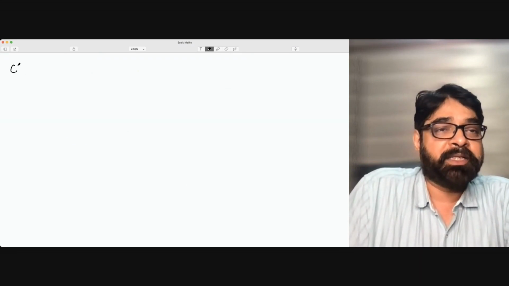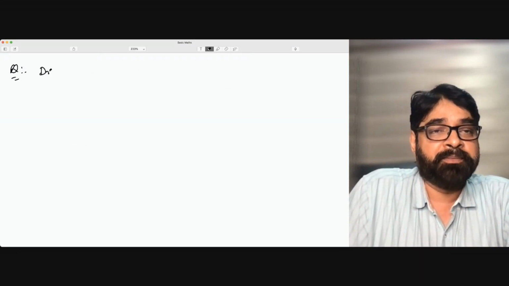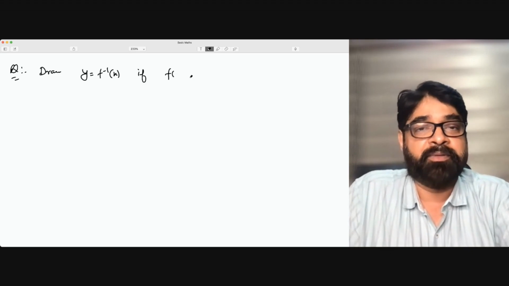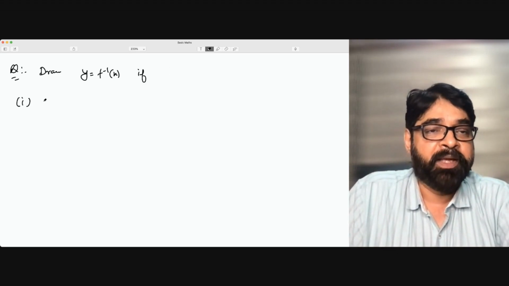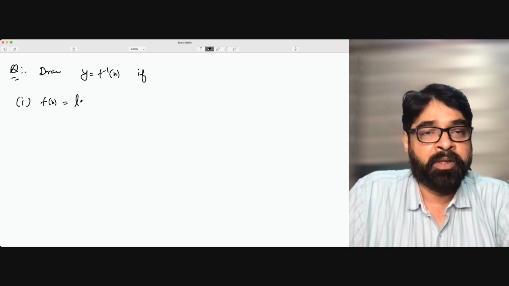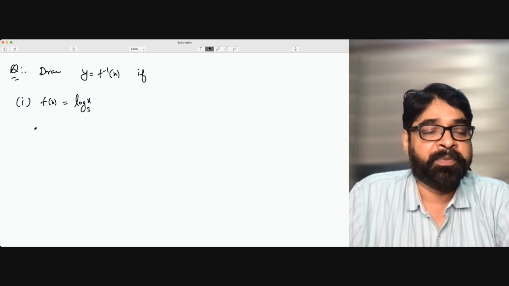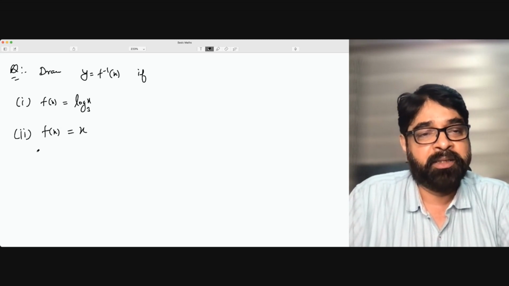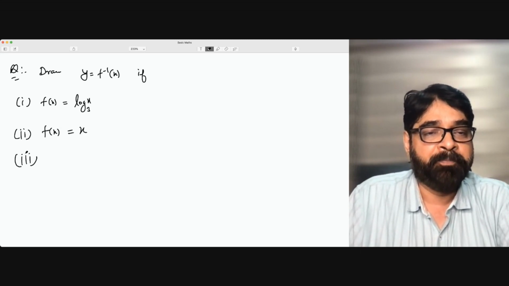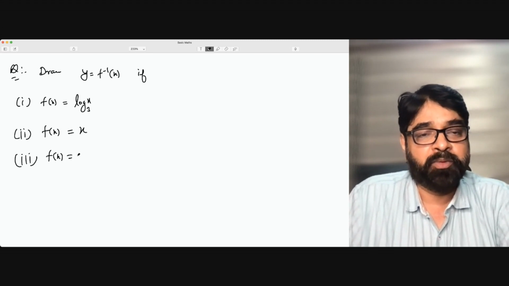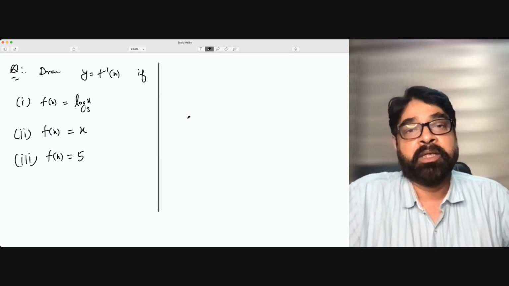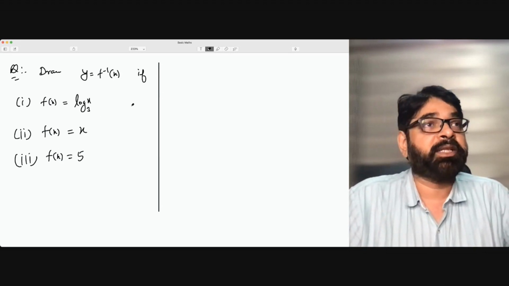Suppose somebody says the question is to draw y equal to f inverse x if, let's do so many bits. First bit, f(x) equal to log x base 3. Second bit, f(x) equal to x. Third bit, f(x) equal to 5. I'm not doing so many questions because that much time we don't have. The first bit is what? Log x base 3, first draw.